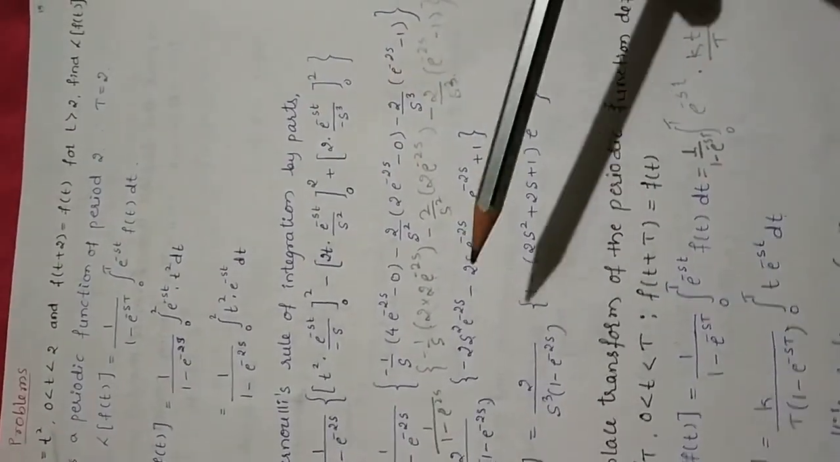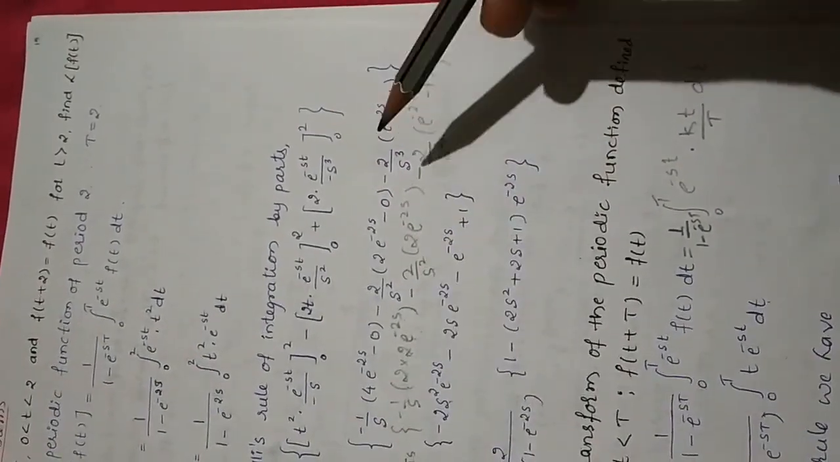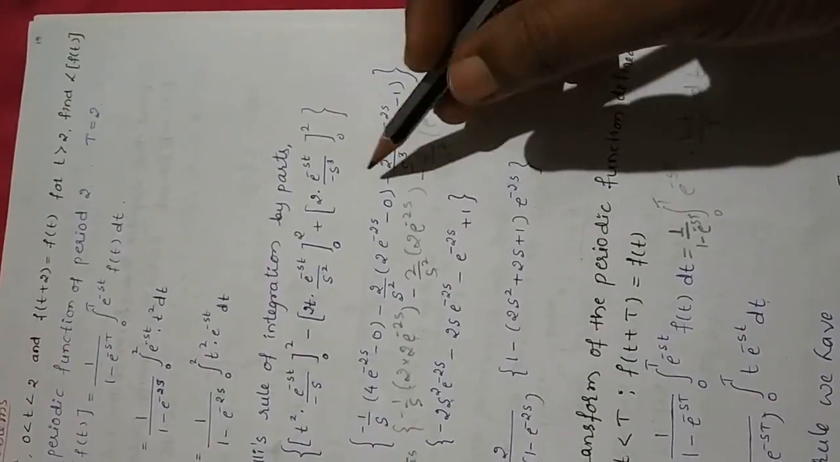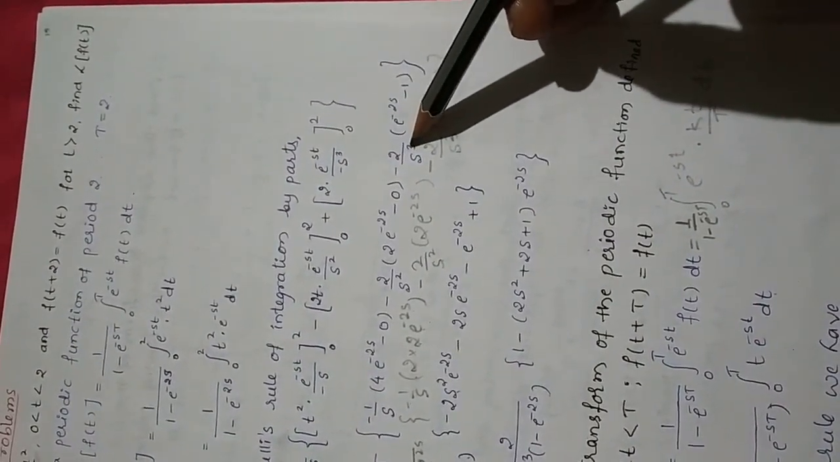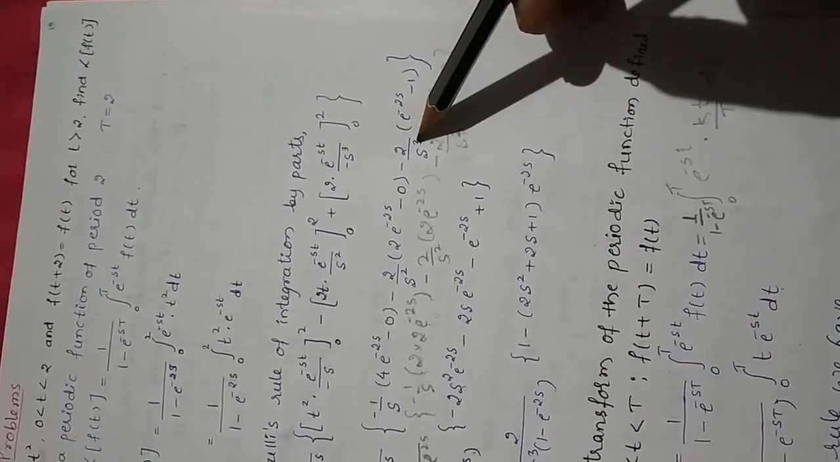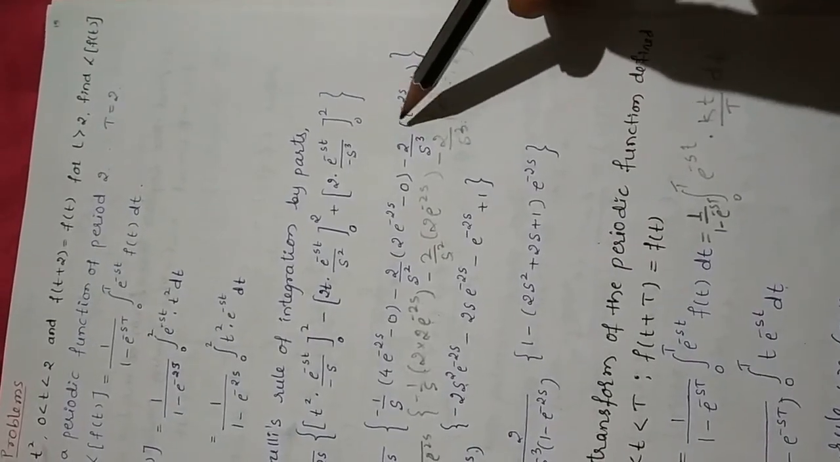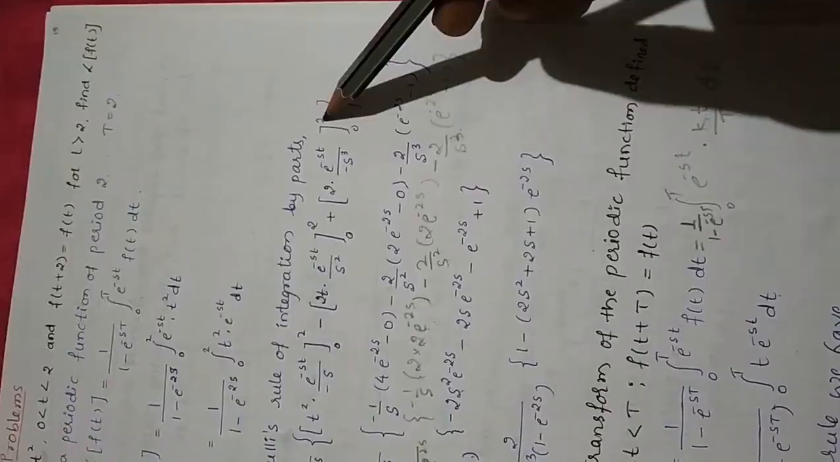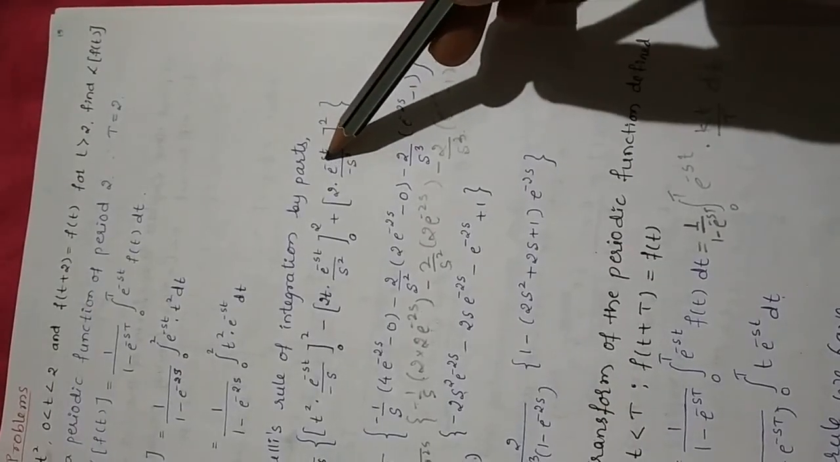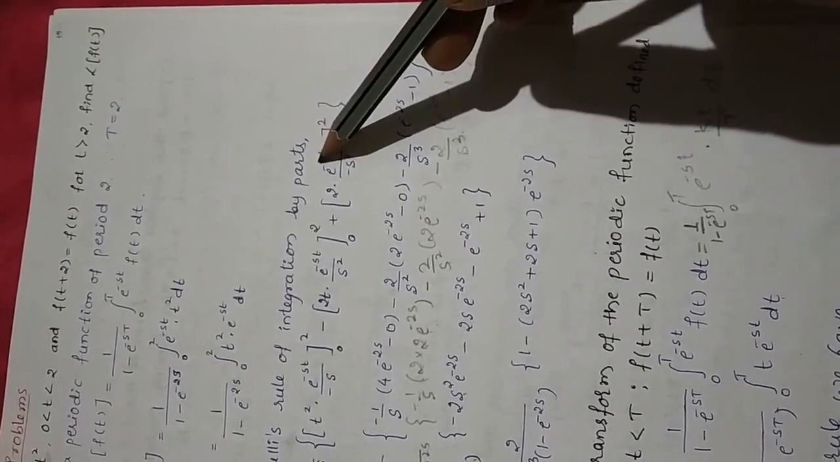Next, taking 2 by minus s cube outside the terms, we are left with e raised to minus st. Substitute the upper limit and lower limit 0. E raised to minus 2s minus e raised to minus s into 0, that is e raised to 0. E raised to 0 is 1.